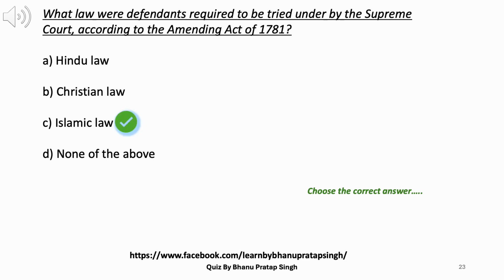23. What law were defendants required to be tried under by the Supreme Court, according to the Amending Act of 1781? A. Hindu law. B. Christian law. C. Islamic law. D. None of the above. Answer A. Hindu law for Hindus and Islamic law for Muslims.